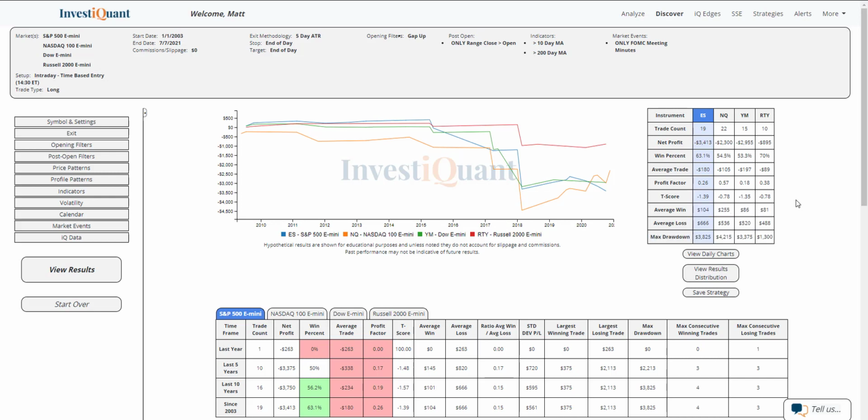So historically speaking, this pattern has favored moves higher into the close more often than not, but when it doesn't happen, the moves have been larger on average to the downside.